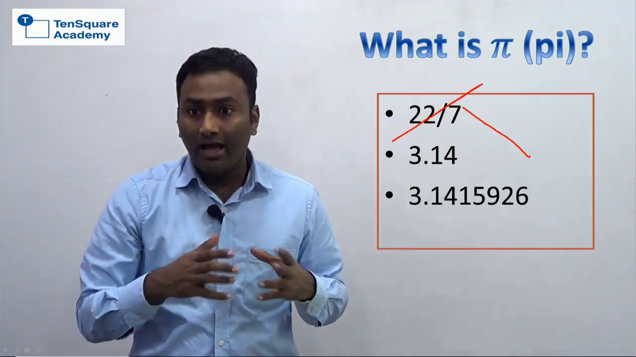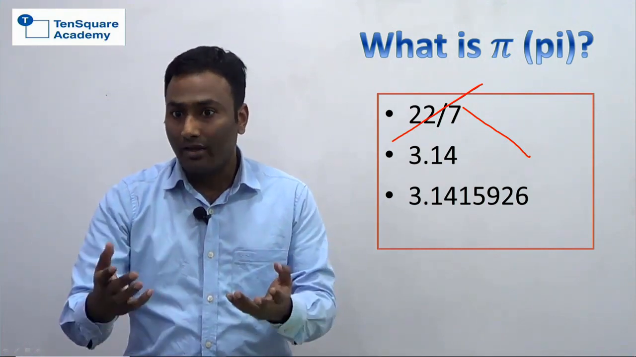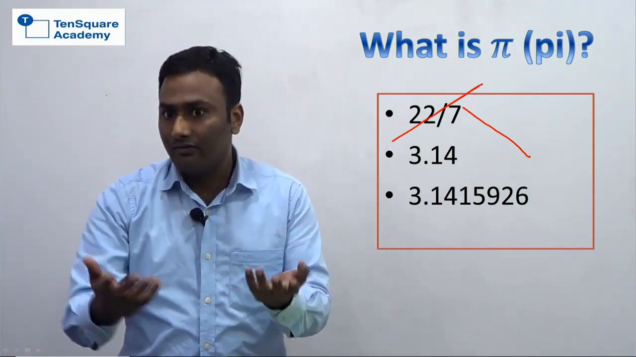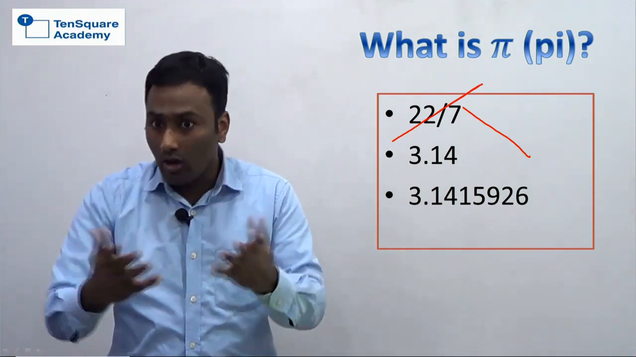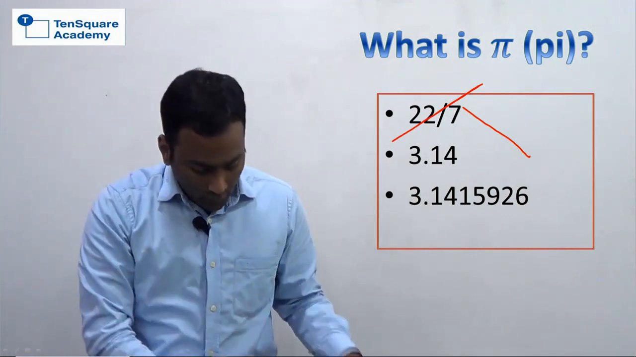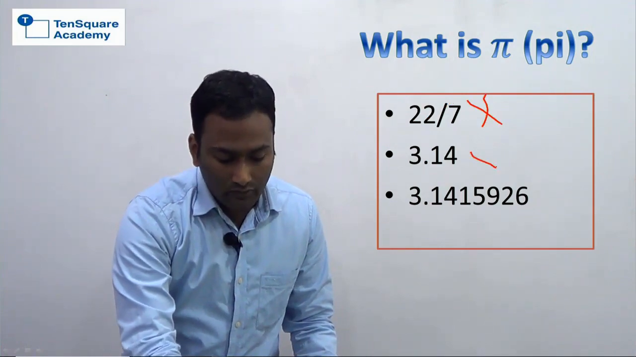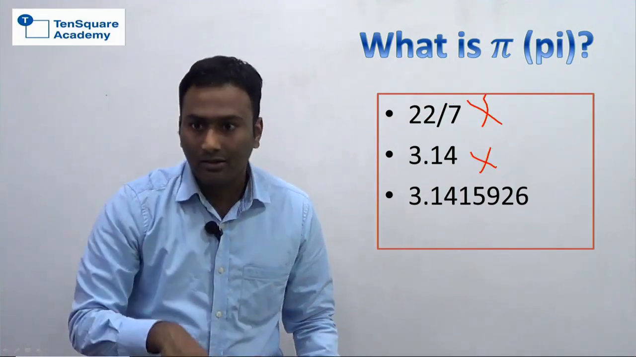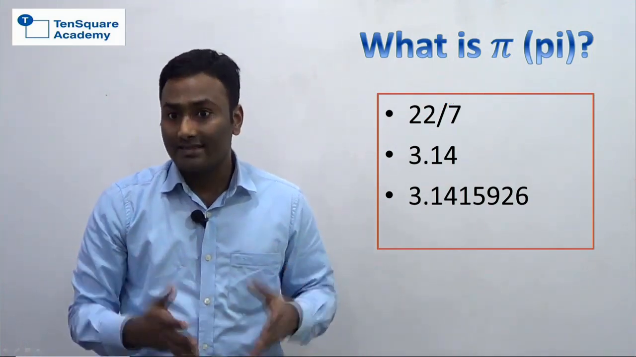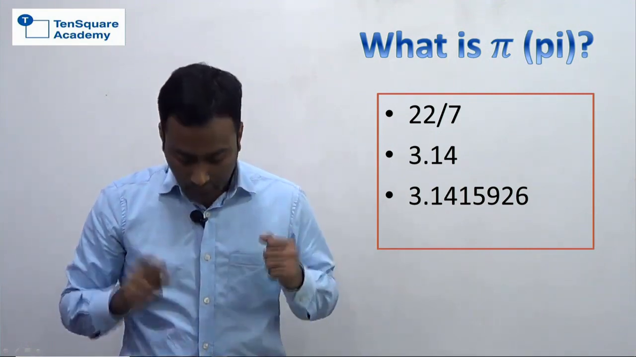If we actually had a value to represent pi, we would have used that value itself. We would not be requiring pi at all. So 22 by 7 is not pi, 3.14 is not pi, and the third option is also not pi. So what exactly is pi? Let's explore in this video.